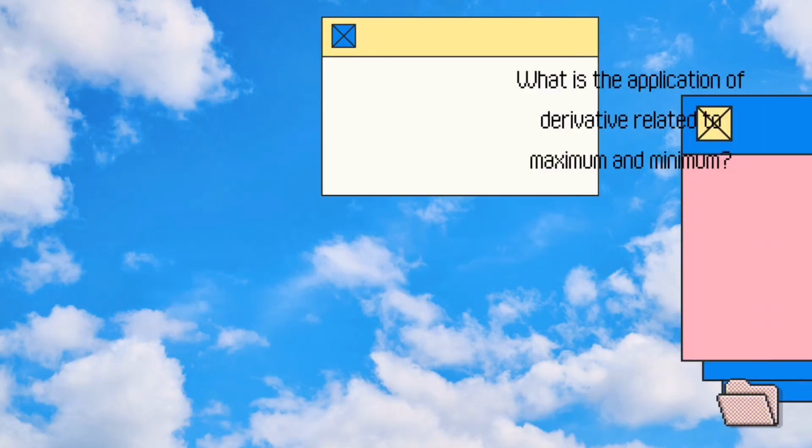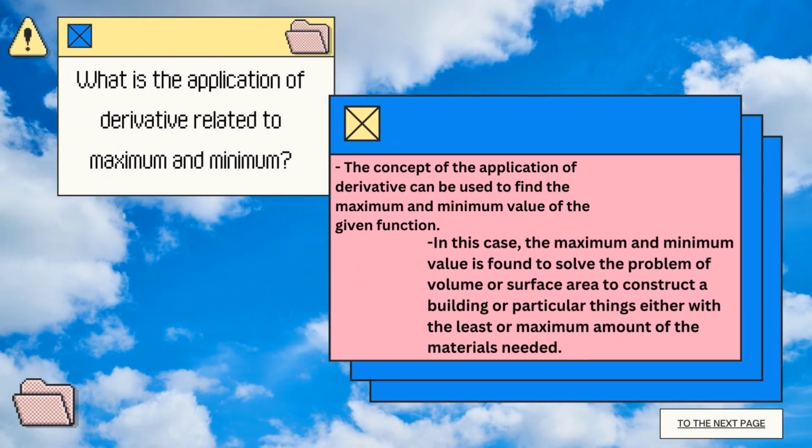minimum value. Last but not least, what is the application of derivative related to maximum and minimum? The application of derivative can be used to find the maximum and minimum value of a given function. In this case, the maximum and minimum value is found to solve the problem of volume or surface area to construct a building or particular things, with either the least or maximum amount of the materials needed.